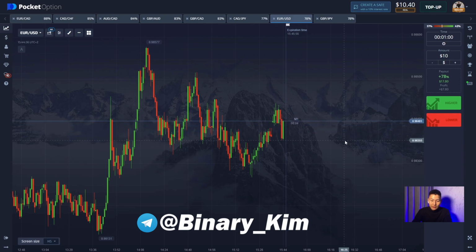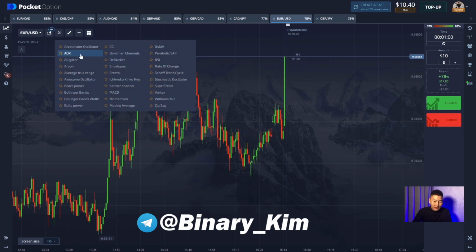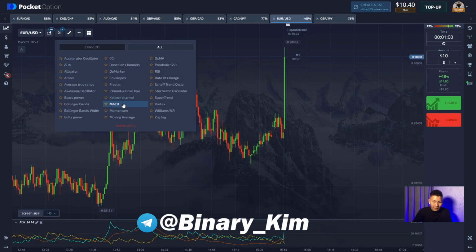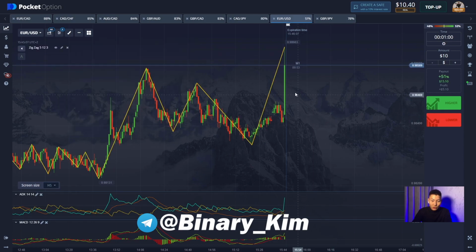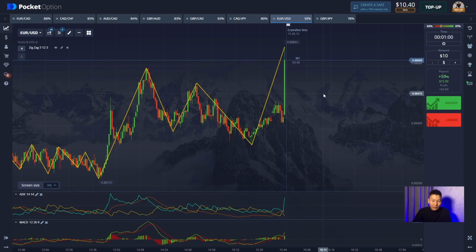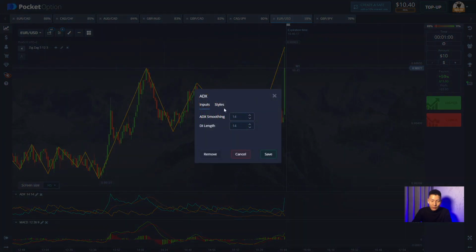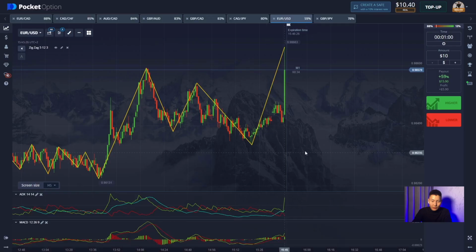Let's also select indicators. It's gonna be the ADX, MACD, and I guess the zigzag. Zigzag is gonna show us the local highs and lows, so we will pay close attention to them. Let's configure the ADX. The moving average will be blue. The plus D is gonna be green. And the minus D will be red. So we did that just to make it more clear and avoid confusion.